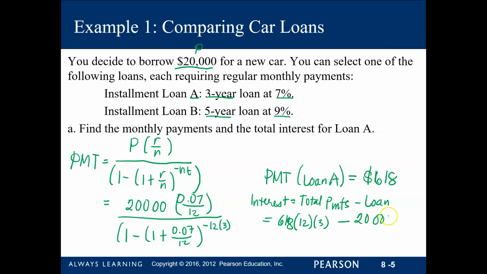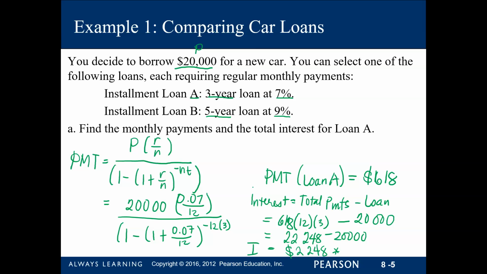Okay, so if you multiply 618 and 12 and 3, it's going to be 22,248. And then if you subtract 20,000, then the interest you paid for the loan is going to be 2,248, okay? So that is the interest that you will pay for loan A. Your monthly payment is $618.